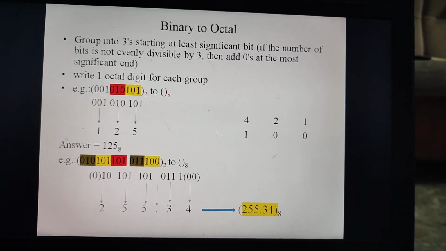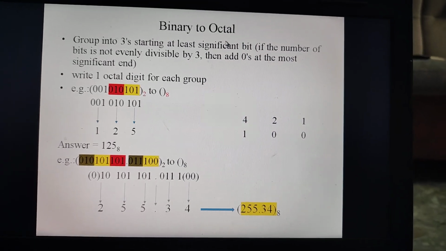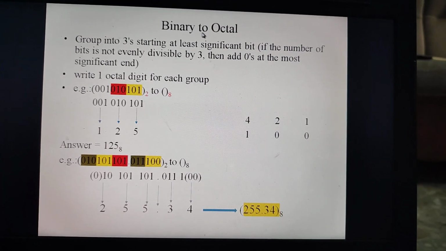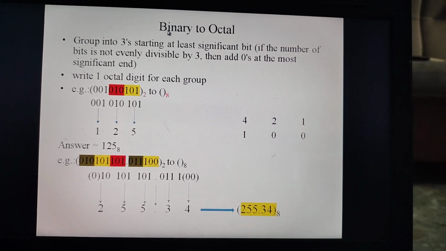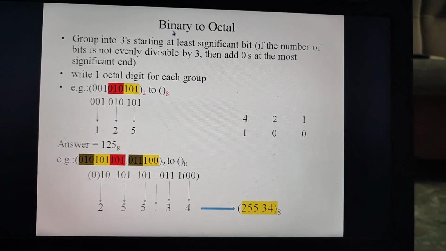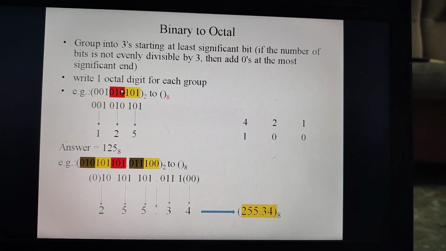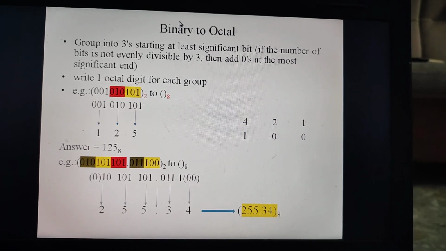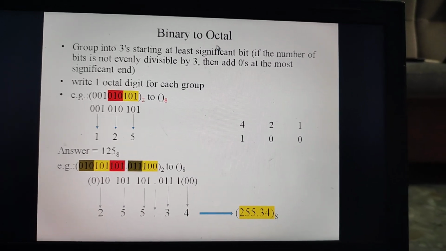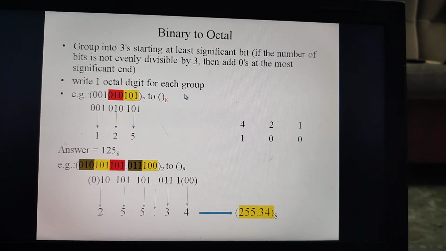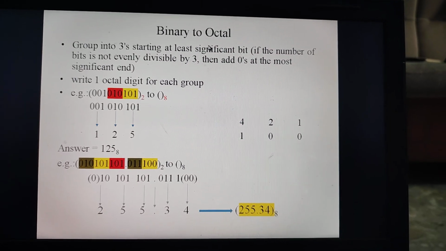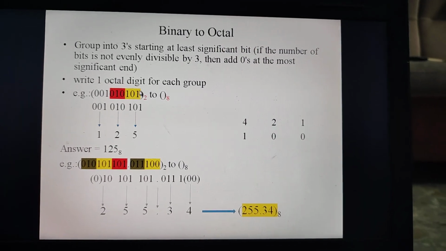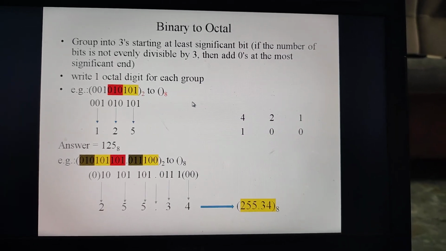Our first conversion is binary to octal. As I said earlier, binary has a base value of 2. It contains two numbers, that is 0 and 1. The combination of 0s and 1s is called a binary number. If the number has a value from 0 to 7, that is called an octal number. So here we are going to convert the given binary number into an octal number.